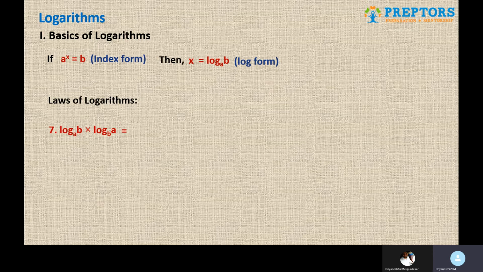The seventh one, log b to the base a and log a to the base b, and we are going to multiply both the terms. In simple terms, you need to just apply change of base. So when you apply change of base on the left side, you get log b upon log a. When you apply that on the right side, you get log a upon log b. Because of the multiplication in between, everything will get cancelled and you will be left with 1.